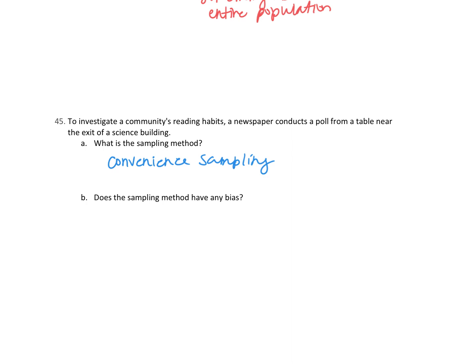So does the sampling method have any bias? Convenience sampling is one of the ones that can produce bias in our data. Convenience and self-selected sampling methods are the two to look out for that have a higher risk of being biased. So in this case, even though it is convenience sampling, would we have a high risk of bias? So one, there's no randomization here. We're not randomly asking people that exit. The more randomized something is, the less bias there is.